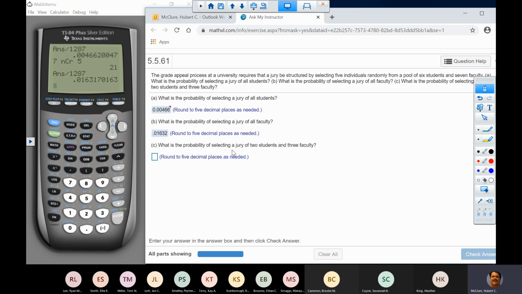What is the probability of selecting a jury of 2 students and 3 faculty? Now remember, it's over 1287. So how would you do? What's the key word here? Somebody say it. And. Somebody tell me what and is. And is multiplication, is it, Hubert? Yeah, that's right, class.